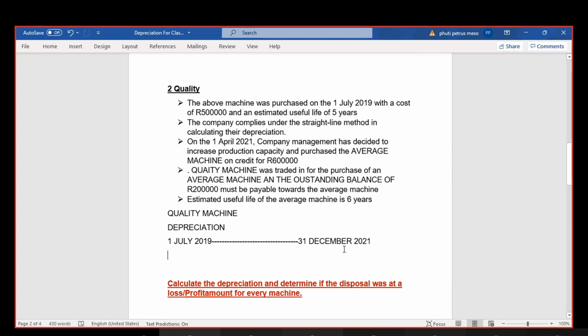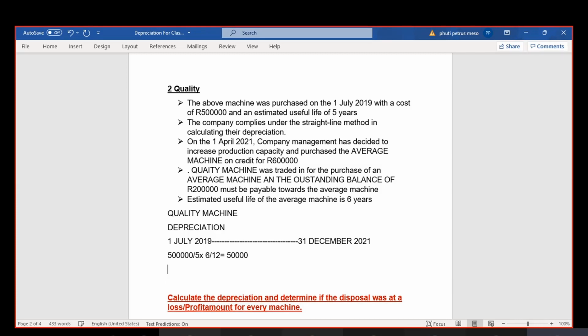So I would look at the purchase date of the quality machine, which is the 1st of July 2019. And we would only have a portion of the total depreciation, which is 5 years on the quality machine. So 500,000 divided by 5 years gives us annual depreciation of 100,000. But for the 2019 year, it's only for 6 months, so you multiply this by 6 and divide it by 12, which gives us 50,000. There's nothing wrong if you say divided by 2, because 6 in 12 months goes twice. But you just have to be careful to be sure of the number of months.